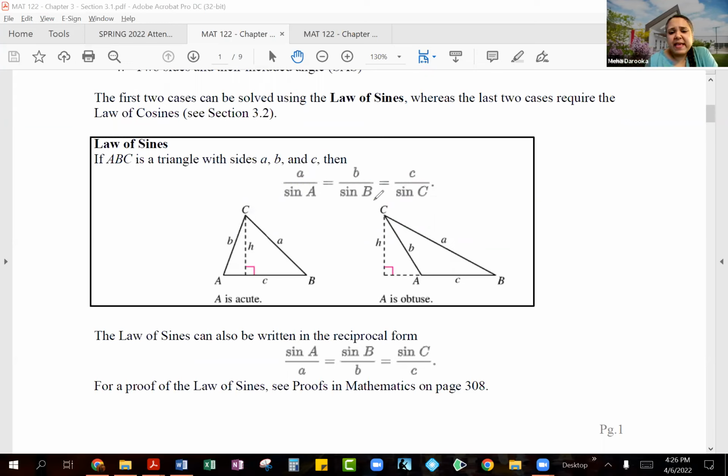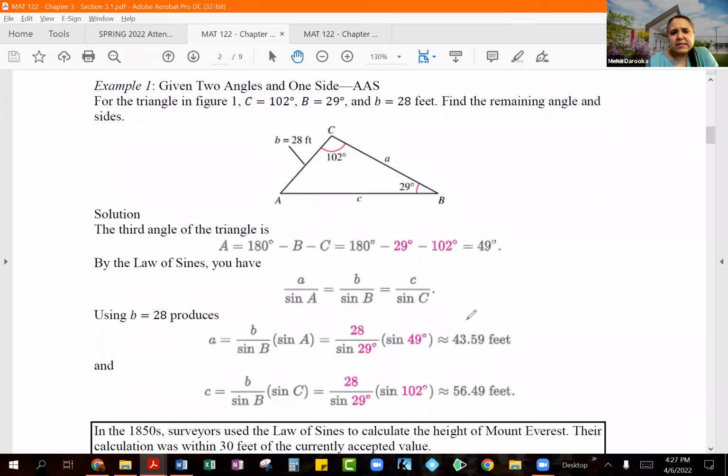Now you can obviously take the reciprocal of this law of sines, and you can write it in this form over here. Either of these two will work, depending on what you're trying to solve and what information you are given. So just remember, either format of the law of sines will work. Let's take a look at our handout example.